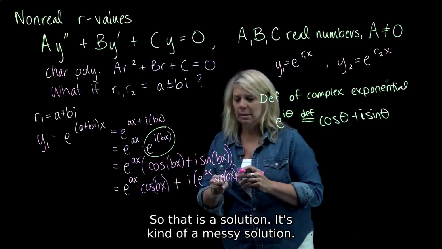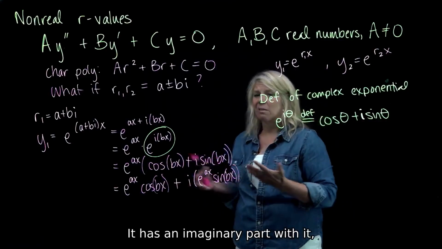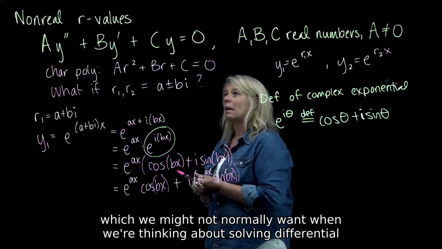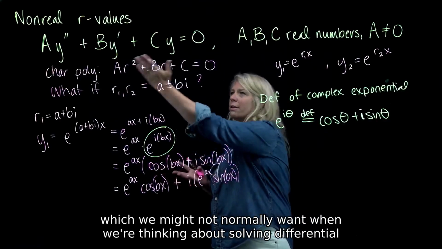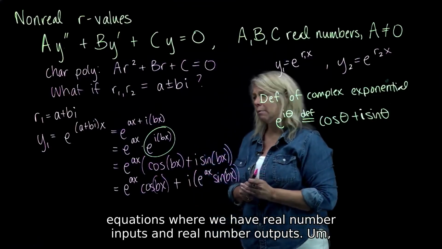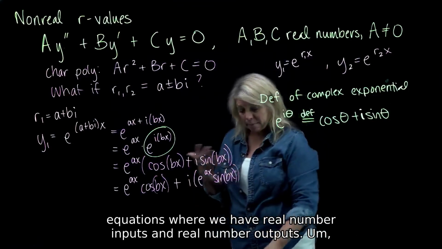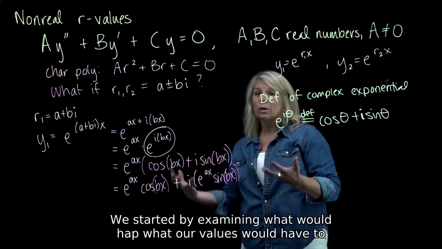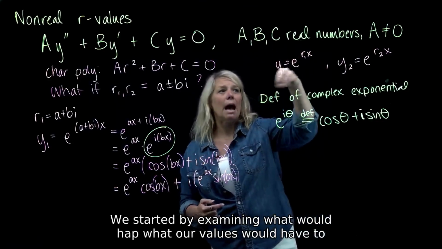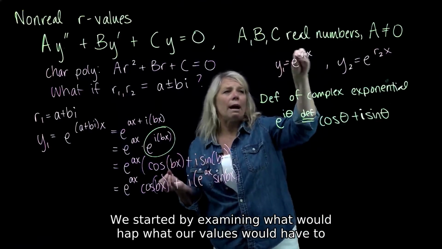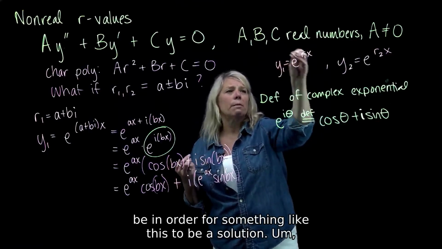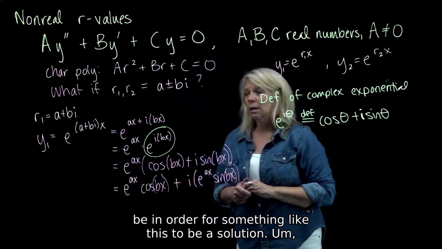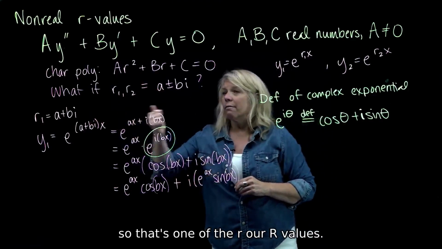It's kind of a messy solution. It has an imaginary part with it, which we might not normally want when we're thinking about solving differential equations where we have real number inputs and real number outputs. But it is a solution to the differential equation. We started by examining what our values would have to be in order for something like this to be a solution. So that's one of the r values.